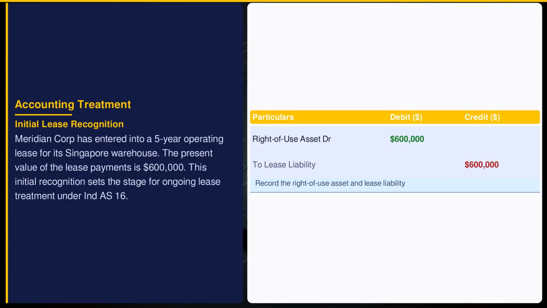The right-of-use asset and lease liability are recognized at the lease's commencement date. This entry ensures that both asset and liability are equally recognized at the present value of lease payments. Meridian's balance sheet now visibly reflects the commitment, aligning with Indian Accounting Standard 16's objective of transparent lease accounting.